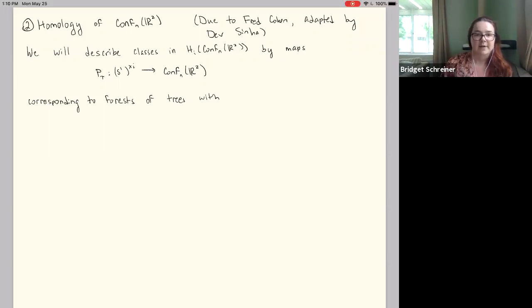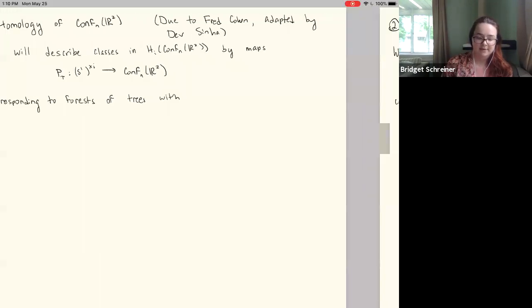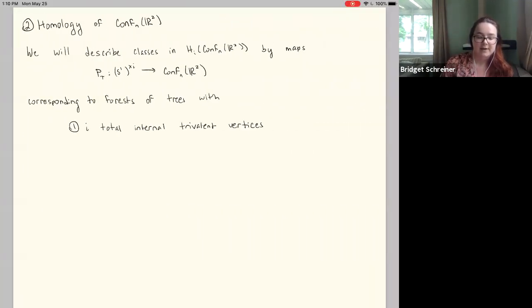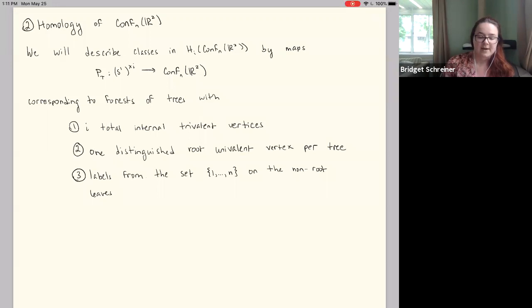And these maps are going to correspond to trees where each tree or the forest has a total of i total internal trivalent vertices. I'll give a picture of what this looks like in a second. Each tree has one distinguished univalent vertex, which we'll call the root. And then all of the other non-root leaves have labels from the set 1 through n. We don't need to have all of the numbers 1 through n appearing as labels, but each number appears at most once, and they're all from that set.